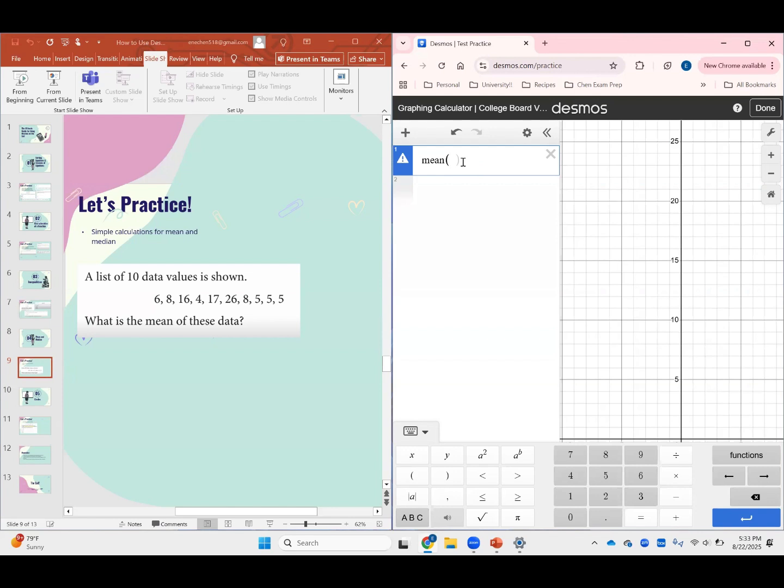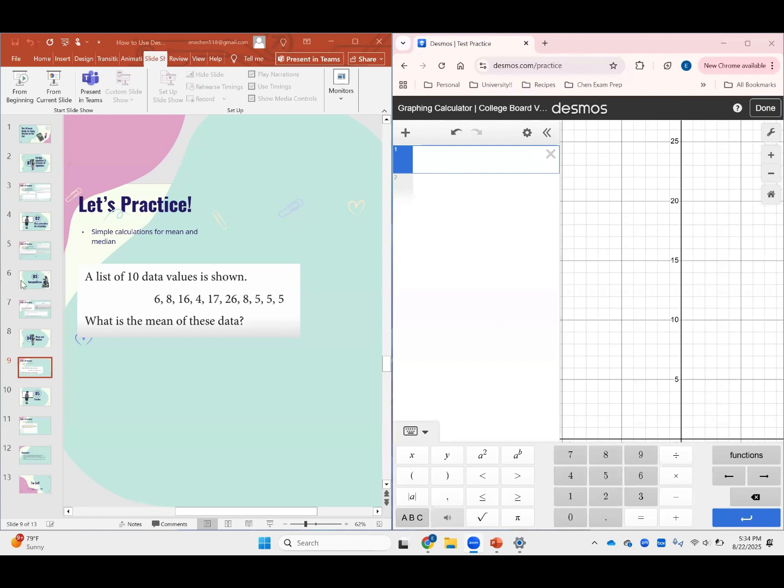So for this example question, it's asking for the mean. So I'm just going to input all my data. And then close bracket. And you can see it shoots it out at the bottom. It's 10. So therefore the answer is 10, okay? And it does the same thing with median. If you look at the bottom, the answer is 7. So that's how you would approach these types of questions.